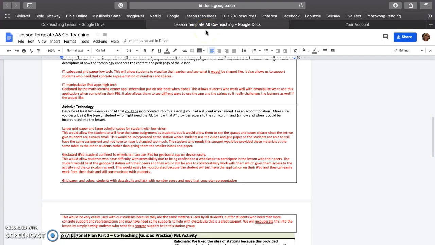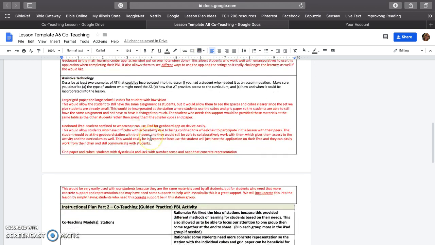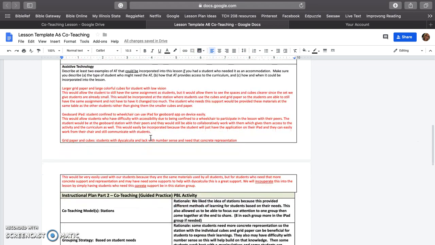For assistive or instructional technologies, the cubes and grid paper are low tech, and the high tech is the iPad and the application. The assistive technology is larger grid paper, which could be used for someone with low vision, and larger colorful cubes. For the GeoBoard app, we are thinking about someone confined to a wheelchair who may not be able to use the cubes and grid paper, so they can use the iPad. The grid paper and cubes can also be assistive technology for someone with dyscalculia who lacks number sense and needs a more concrete representation.